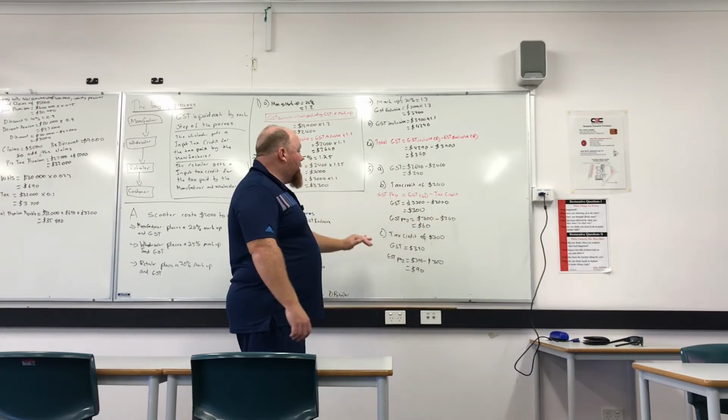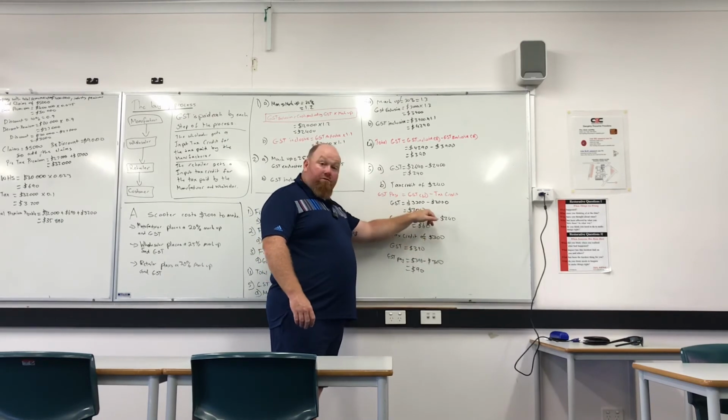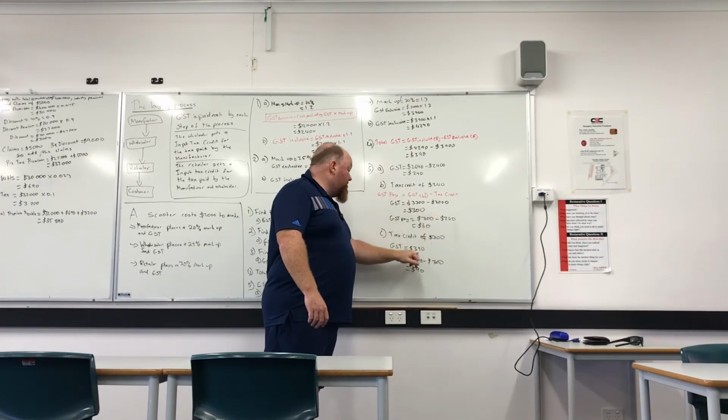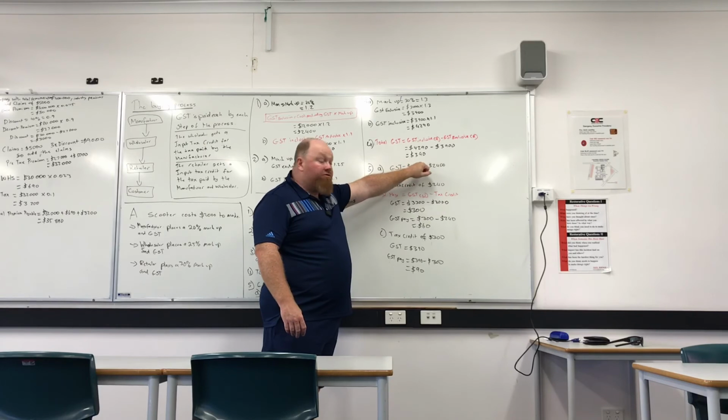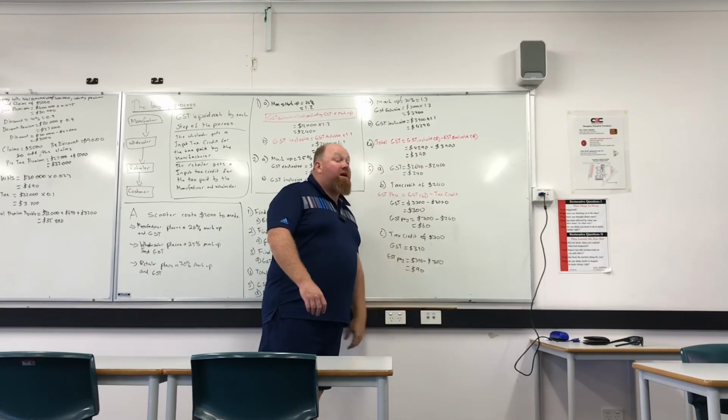Once again, now we've found that, we know the tax credit for the retailer is $300, and it's just the $390 we found up here for the total GST. $390 take $300 makes $90.